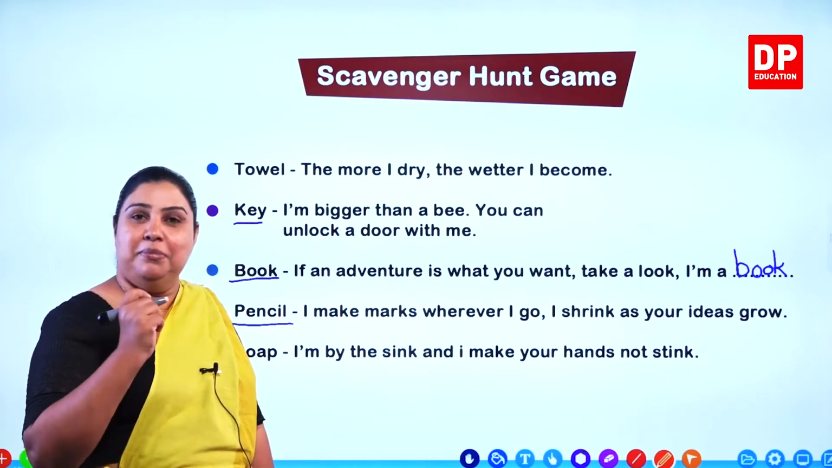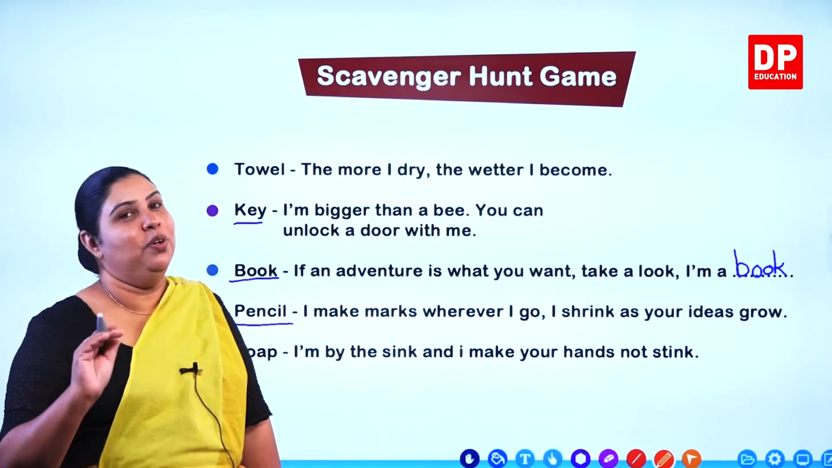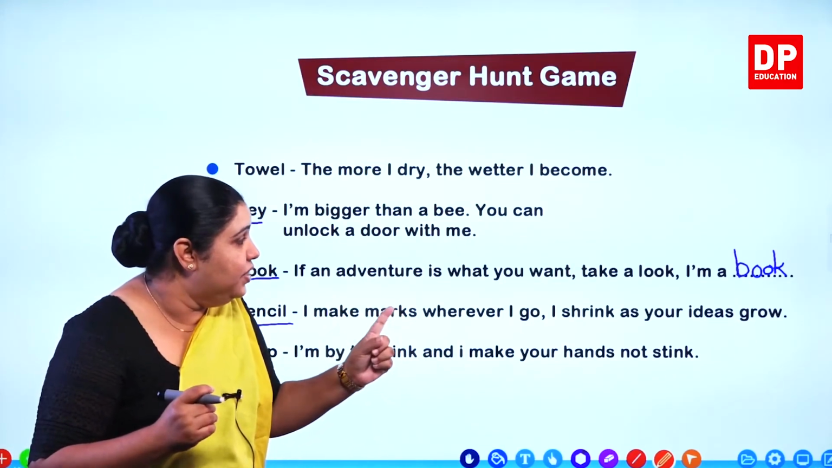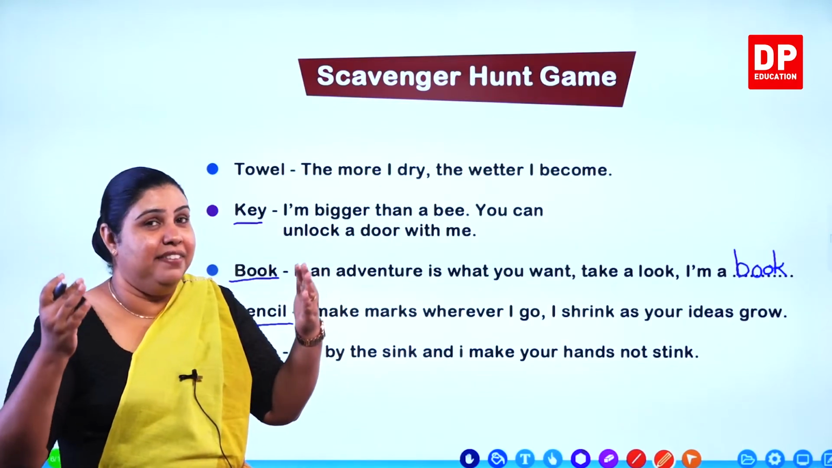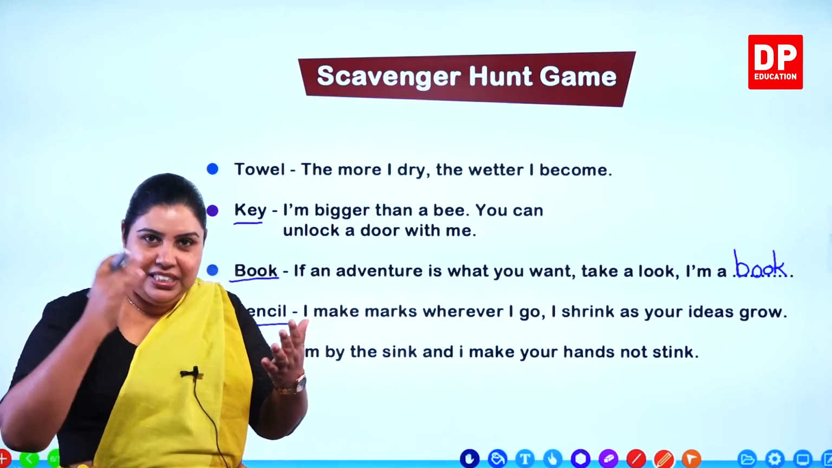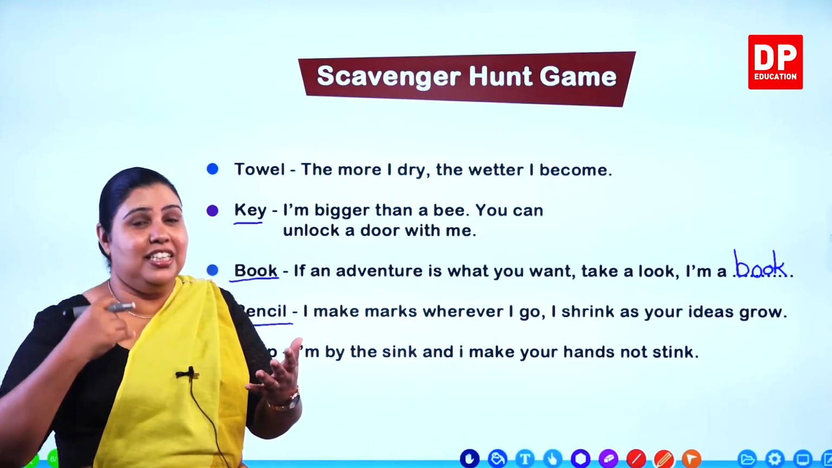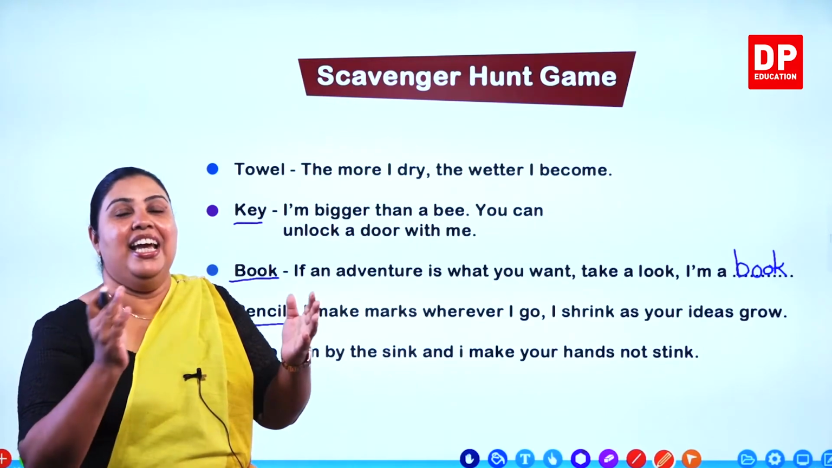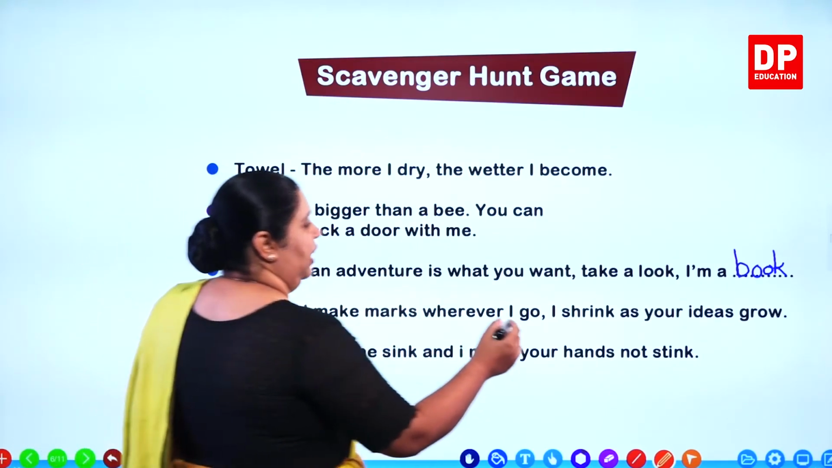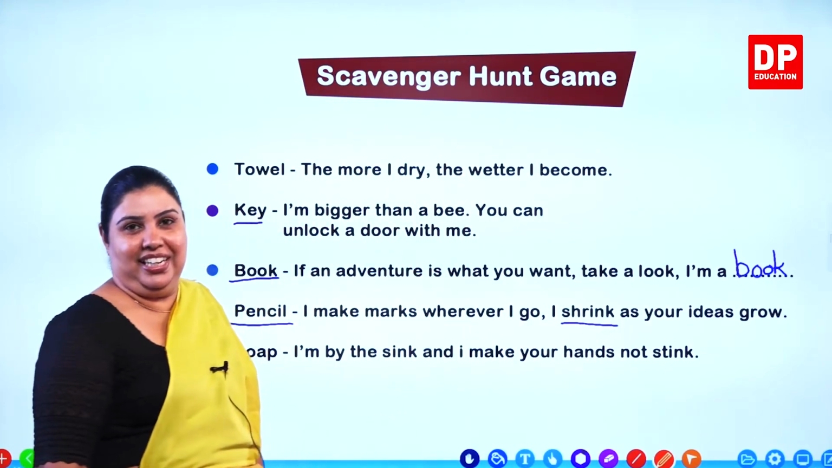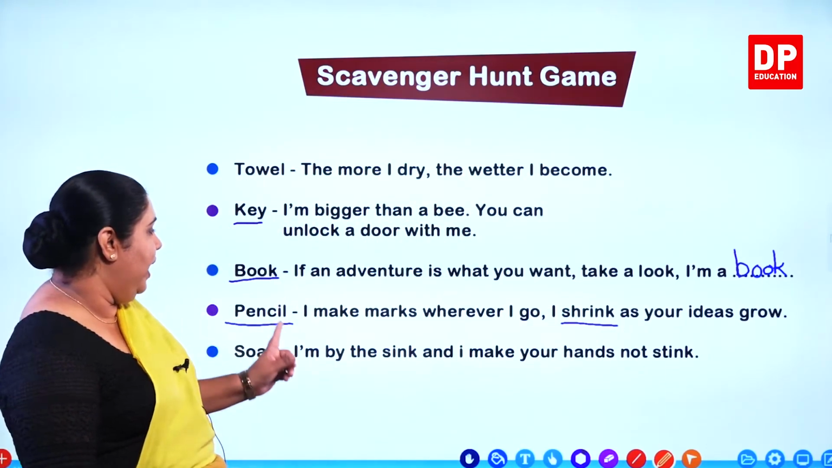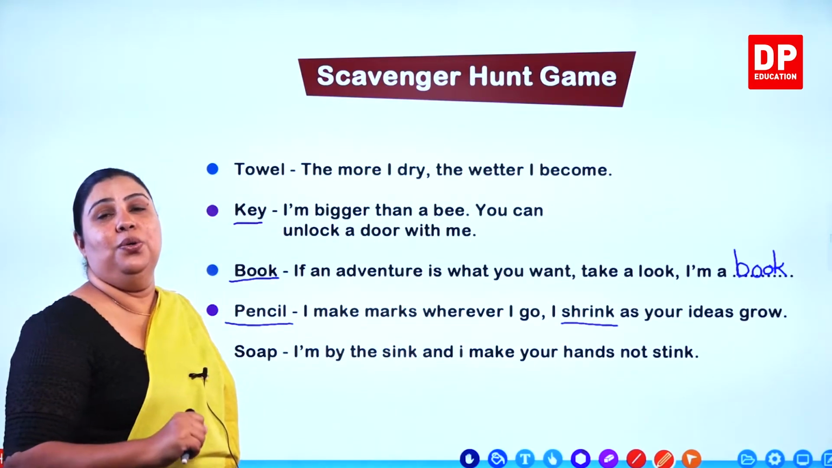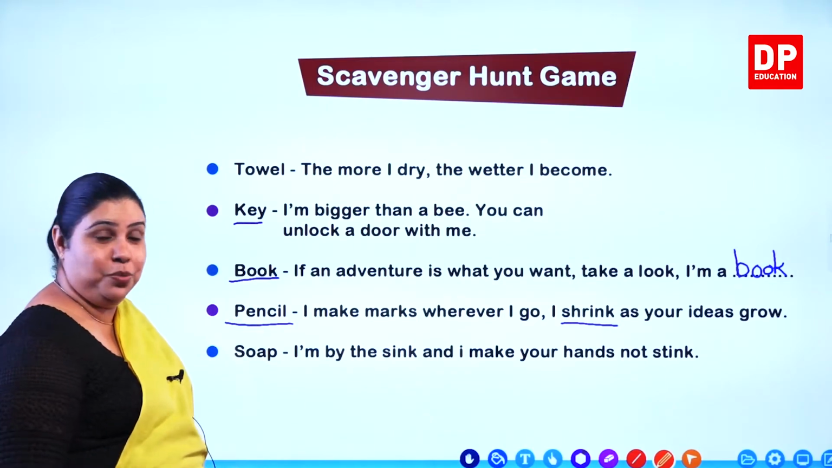Isn't that so? I make marks wherever I go. Wherever the pencil goes, we write, right? We write a mark and do something. So, I shrink. I become short. As your ideas grow. Now when we start writing various things, right, son? When our ideas start coming into our head, we write. Then as we keep writing, what happens to the pencil? It becomes short. Shrink. What is the meaning of the word shrink? It means becoming short. Right? Okay. So I make marks wherever I go. I shrink as your ideas grow. That is the pencil.